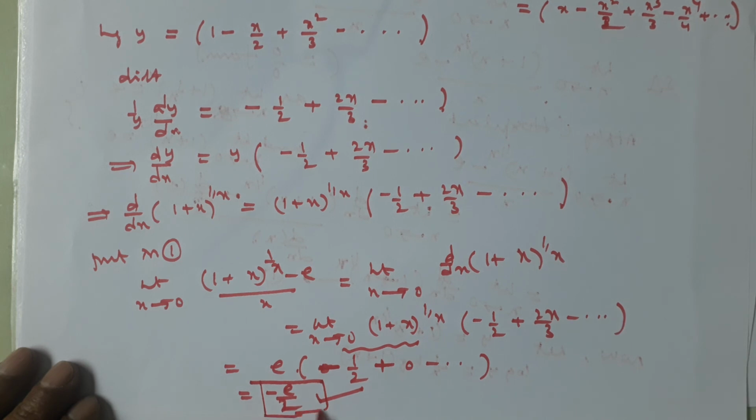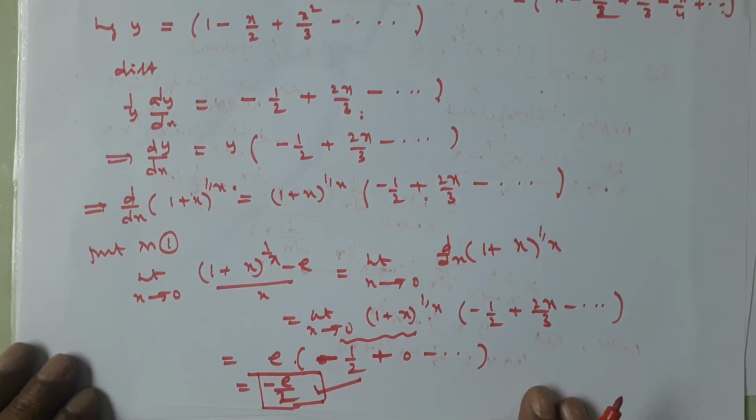So the last one is problem 25. Its limit value is minus e by 2.